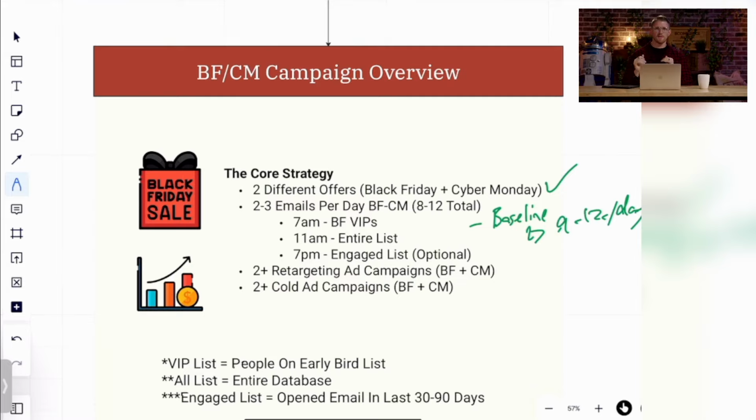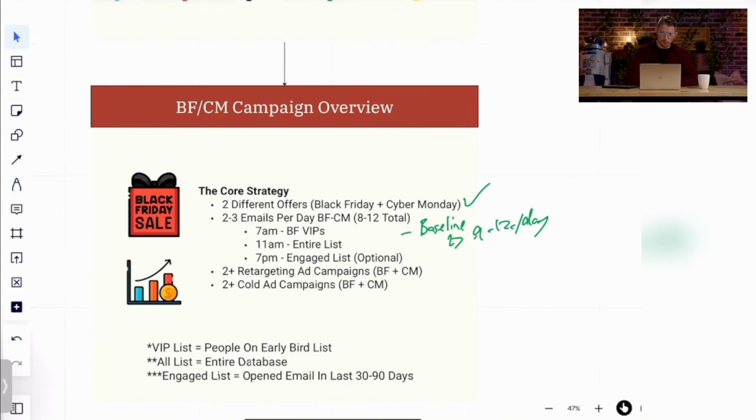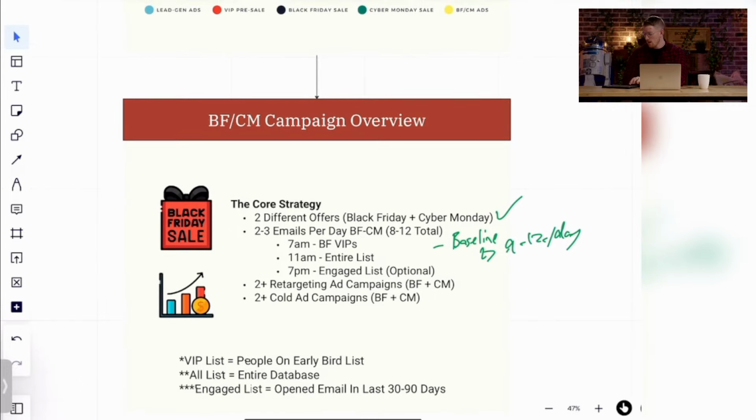That's the second largest amount, but 7 a.m. is the smallest list, and that's going to be the Black Friday VIPs. They get first access before everybody else. So from a very simplistic standpoint, that is the email strategy that we're going to roll with.